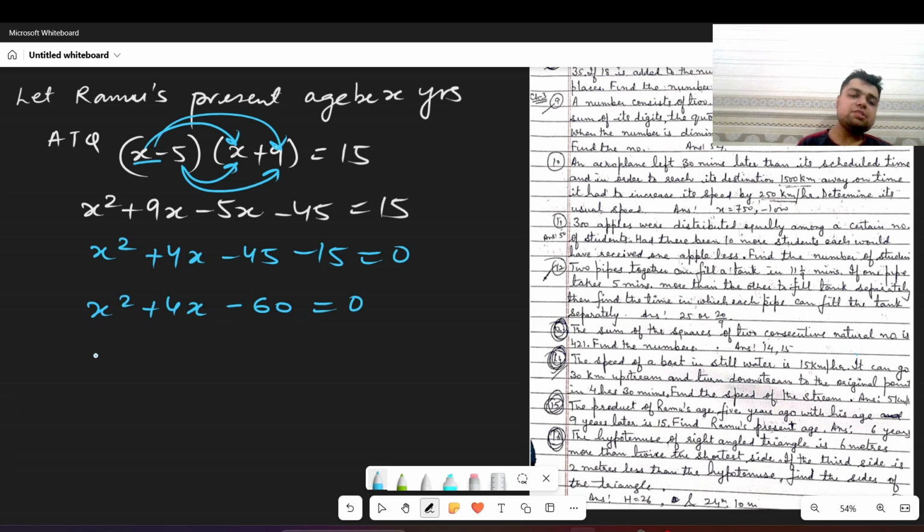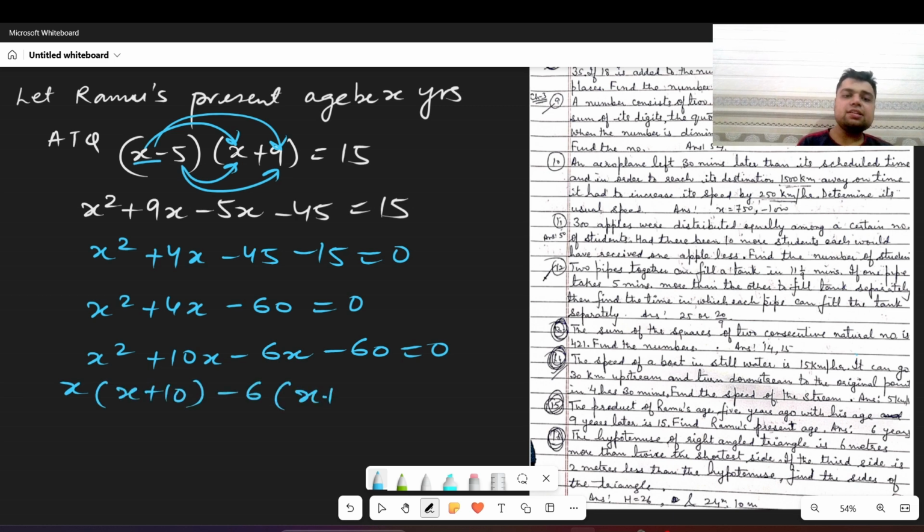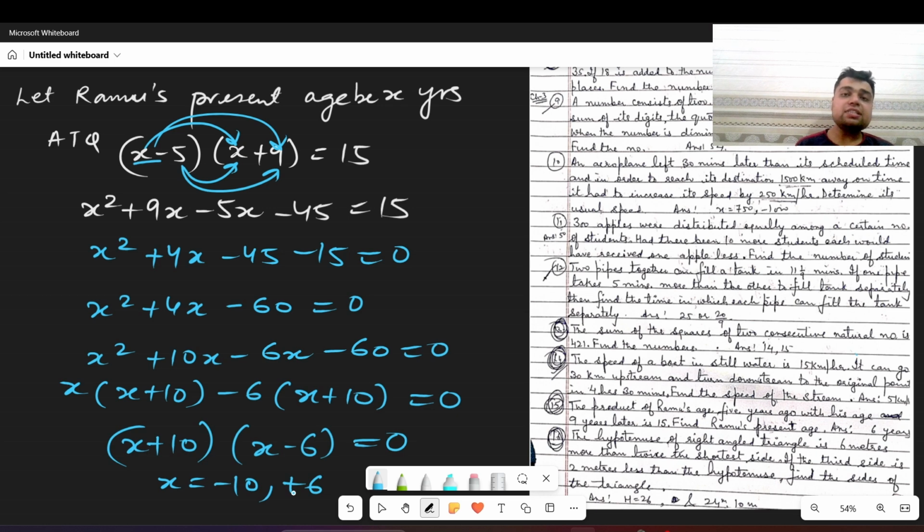And 60 is 6 times 10. So x square plus 10x minus 6x minus 60 is equals to 0. I can take x common here, x plus 10, and minus 6 common, x plus 10 is equals to 0. So x plus 10 times x minus 6 is equals to 0. So either x is minus 10 or plus 6. We are talking about years. Years can never be negative. So plus 6. So Ramu's age is 6 years. Okay. Is that clear? Let's see the last question of this video.